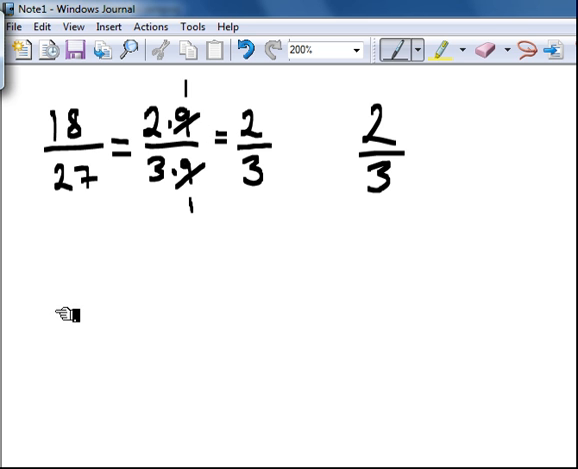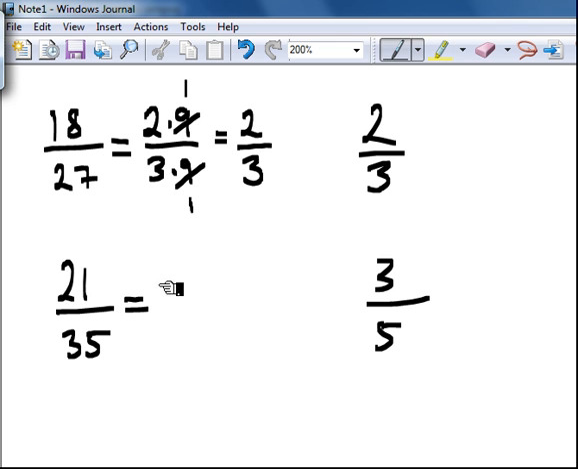Okay, one more example. Let's say we have 21 over 35, and then we have another fraction, 3 over 5. Let's write 21 as 3 times 7, and 35 we're going to write as 5 times 7. And now we have 7 up here and 7 down here, so we can cross it out, and we're going to write a tiny little 1 here.